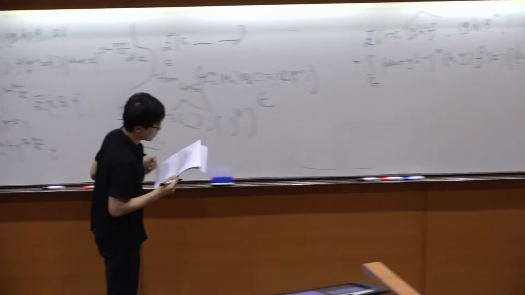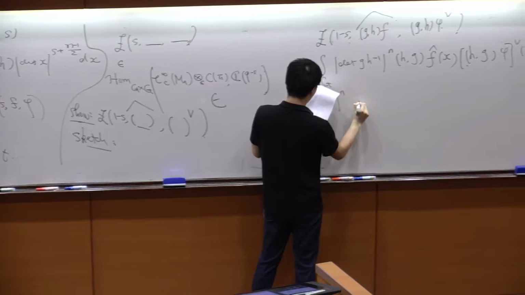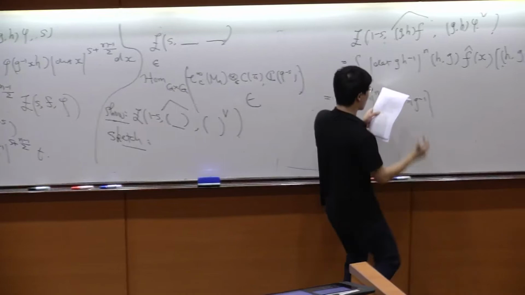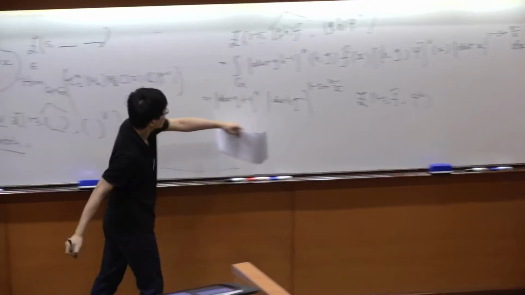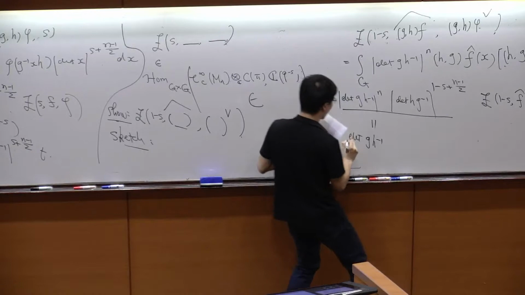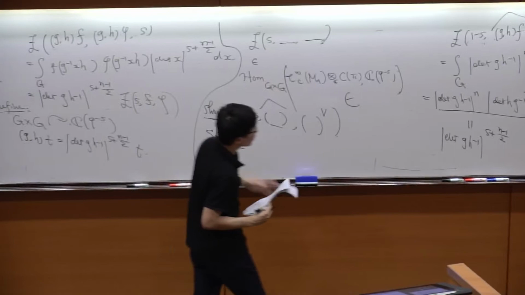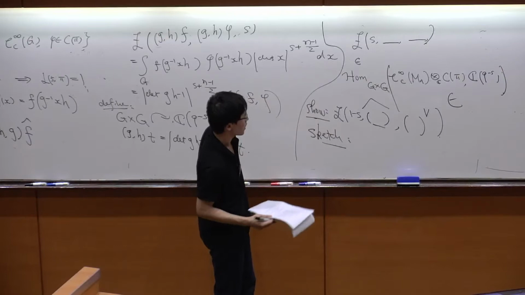Then you do some explicit calculation. You can find that this is |det(gh⁻¹)|^n times |det(hg⁻¹)|^(1−s+(n−1)/2) of the zeta integral Z(1−s, f̂, φ̌). And for the term here, this is exactly the term appearing in the original zeta integral, |det(gh⁻¹)|^(s+(n−1)/2). Okay. So in other words, you find that this linear functional also lies in this Hom space. So in order to show the functional equation, we only need to show the space of such linear functionals is of dimension 1.